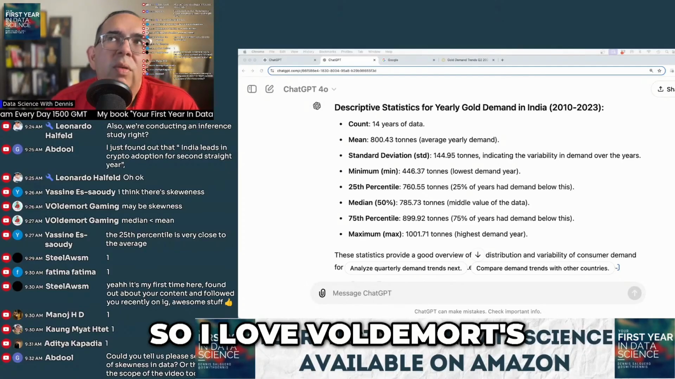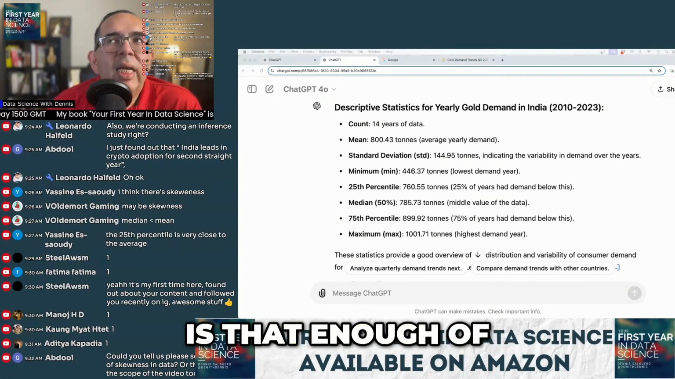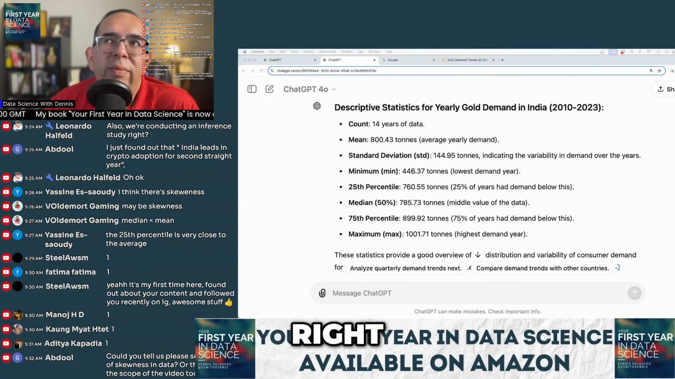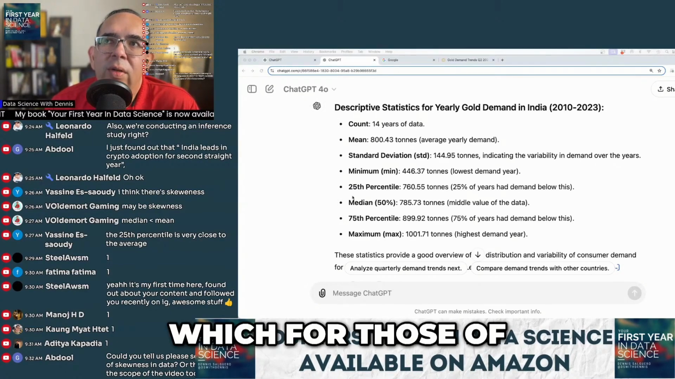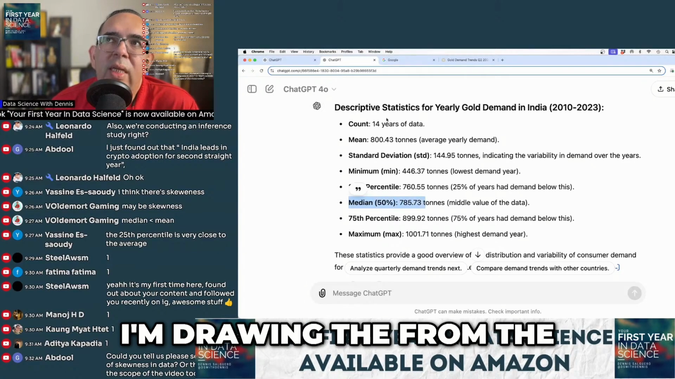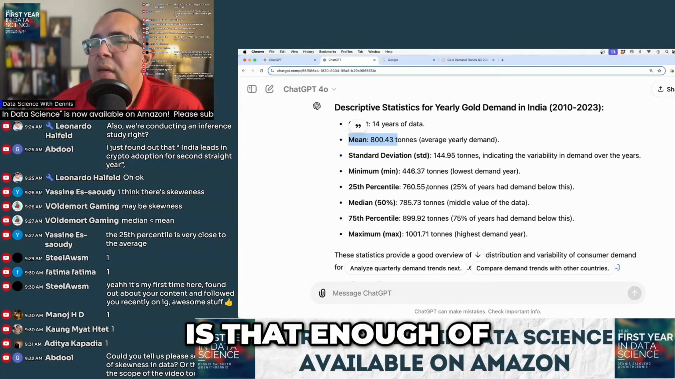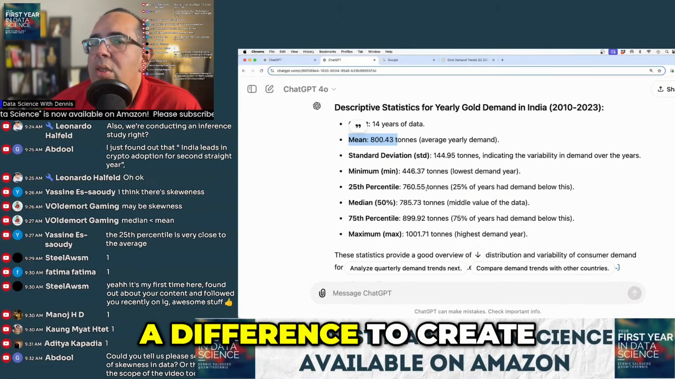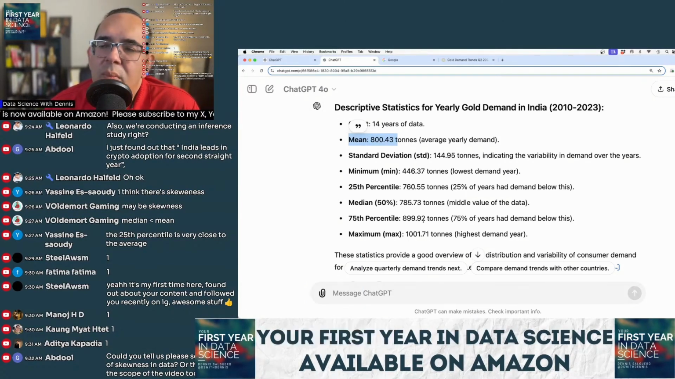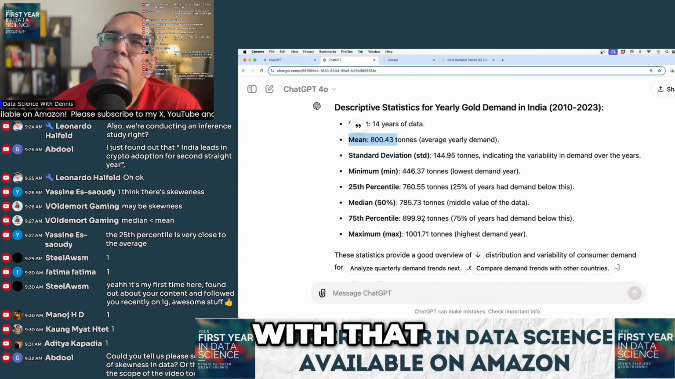So I love Voldemort's rationale there. But my question is, is that enough of a difference? 785, right? Which for those of you who can't see, I'm drawing it right here. I'm drawing the 785 from the 800. Is that enough of a difference to create a skew? I'm not feeling that. I'm not on board with that.